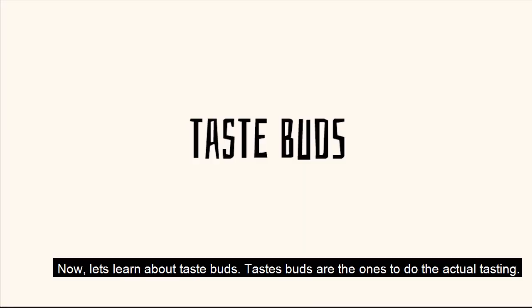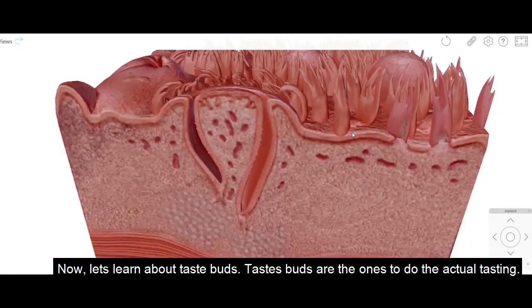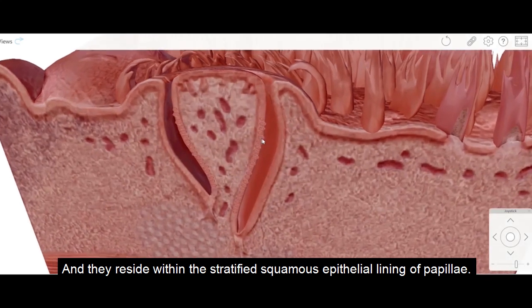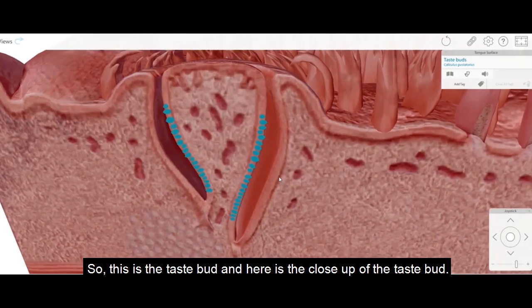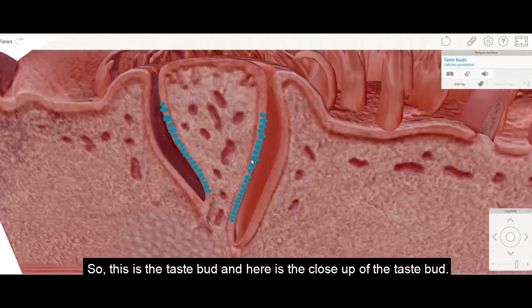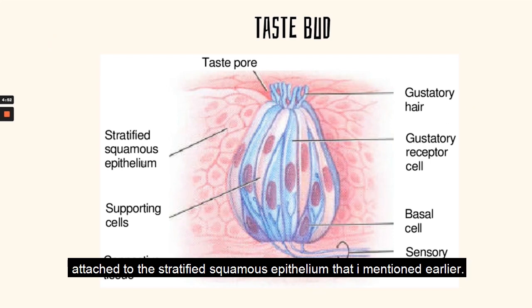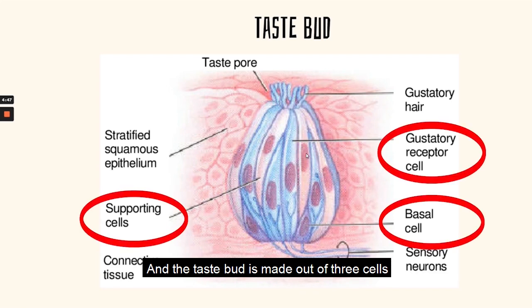Now, let's learn about taste buds. Taste buds are the ones that do the actual tasting, and they reside within the stratified squamous epithelial lining of the papillae. So this is the taste bud, and here's a close-up of the taste bud. This is another image that we got from Google Images, and the taste bud here actually attaches onto the stratified squamous epithelium that I mentioned earlier, and the taste bud is made up of 3 cells.